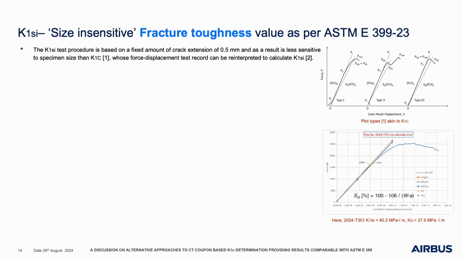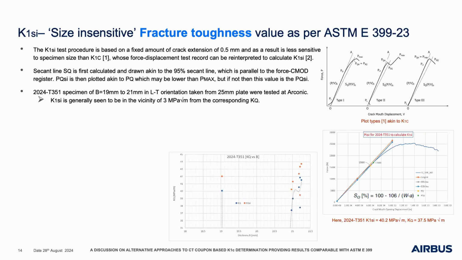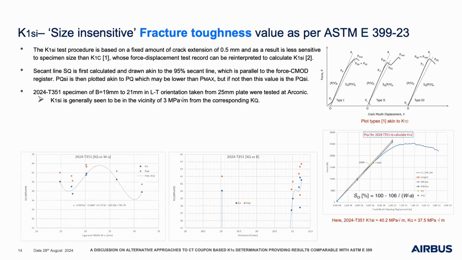Type 1 is what we see most commonly in aluminium alloys. With 2024 specimen where thickness of 19 mil to 21 mil, we did some testing. This was specimen provided to us by Arconic, all taken from a 25 millimeter plate. We found that K1SI is generally seen to be in the vicinity of 3 MPa root meter from the corresponding KQ values. So doesn't really make much of a difference. And surprisingly, we also noticed another thing, which was just a corollary, really.